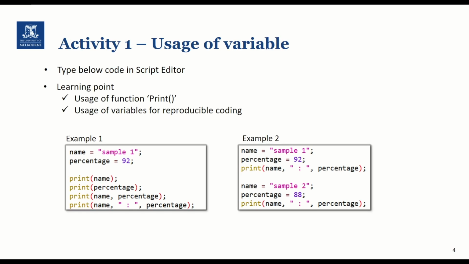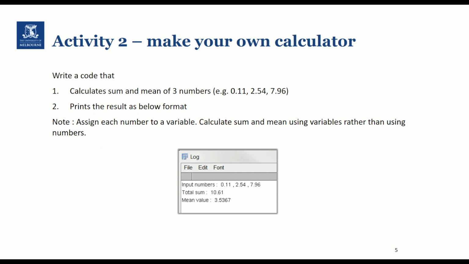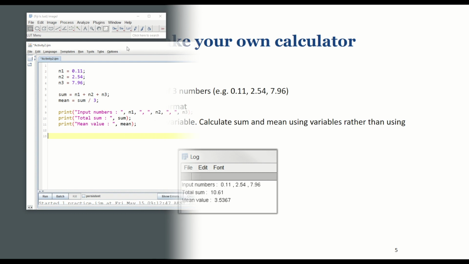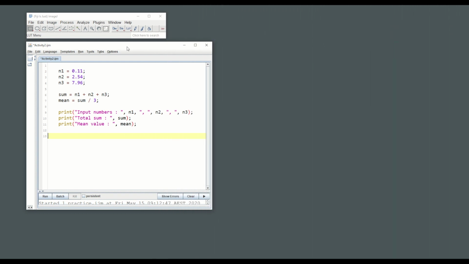So from activity 1, now we understand the usefulness of variables in reproducible coding. And for activity 2, the script can be written this way, where you can assign each number to a variable. Then you can calculate sum and mean using variables. And you can also print out in a format as you like.